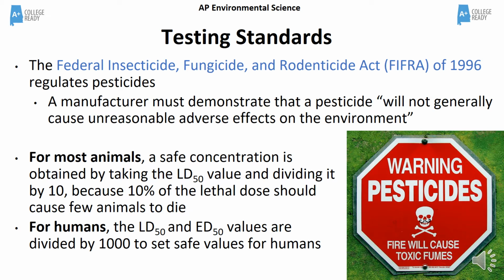For most animals, a safe concentration is obtained by taking the LD50 value and dividing it by 10, because 10% of the lethal dose should cause few animals to die. For humans, the LD50 and ED50 values are divided by 1,000 to set safe values for humans.